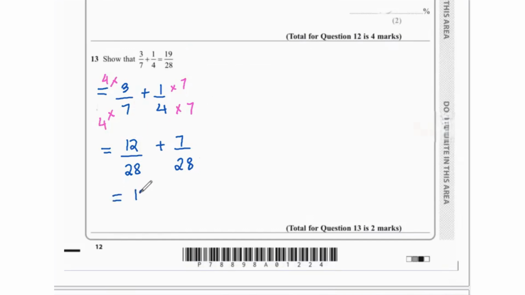So we can add the numerators and keep the denominator as it is. You never add the denominators, you add the numerators. So that's going to give us 19 over 28. And that's exactly the same as the fraction given in the question.